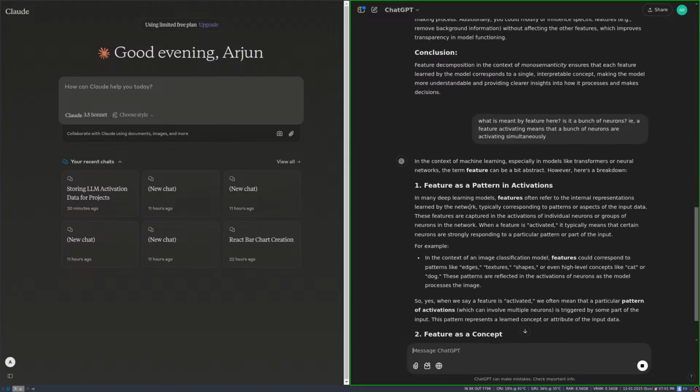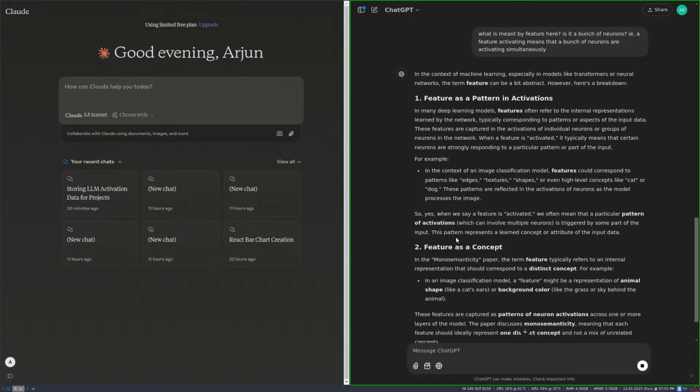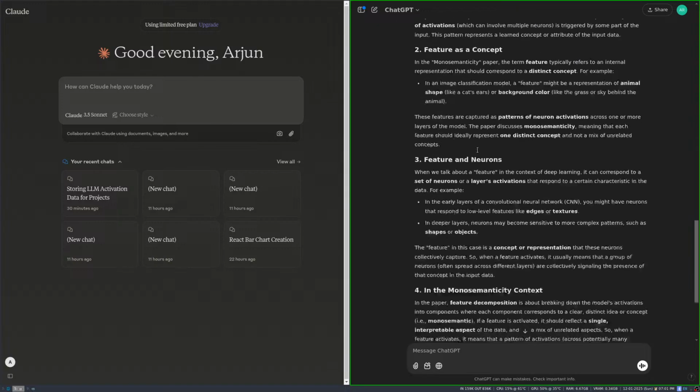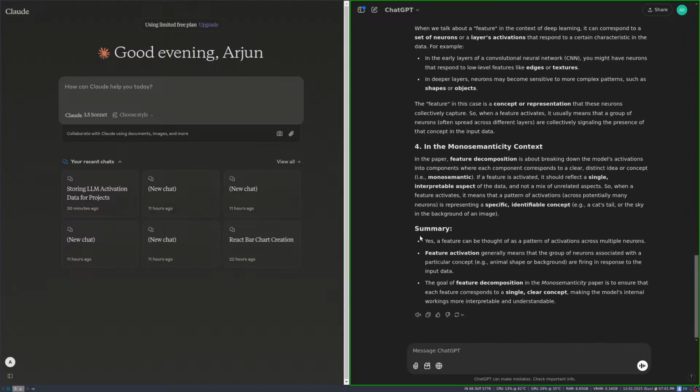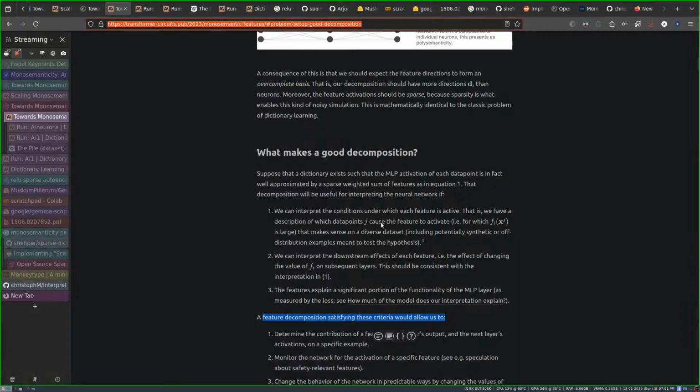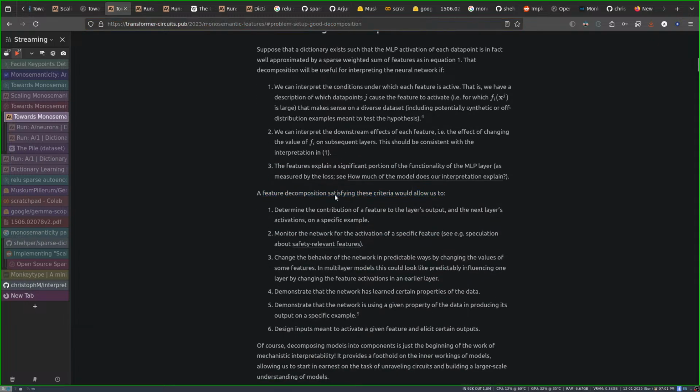That's sad. Feature as a concept, feature as a pattern. Okay, you can say it in all these forms. Yes, a feature can be thought of as a pattern. Feature activation generally means a group of neurons. The goal of feature decomposition in the monosemanticity paper is to ensure that each feature corresponds to a single clear concept. Okay, all good. So I think we are on the right track.